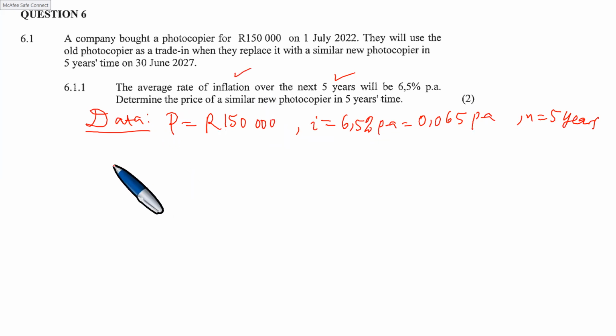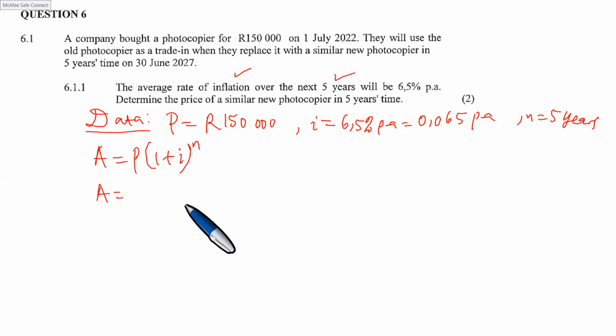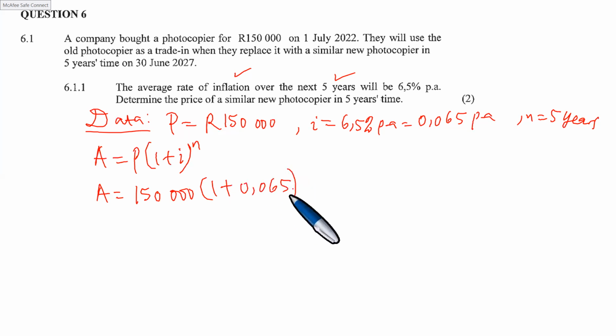In other words, the price of the photocopier in 5 years' time is going to be higher. So we're going to use the appreciation formula with a plus. We expect that inflation means that the prices are going up. So the P is 150,000 times (1 plus the i, which is 0.065), raised to the n, and n is 5 years. So you multiply everything here.